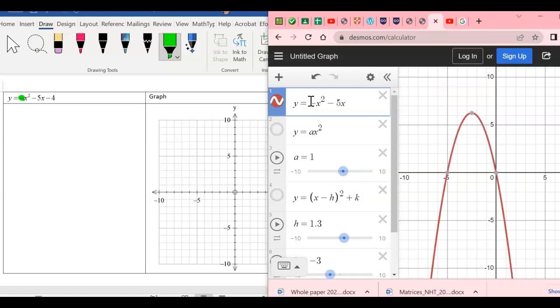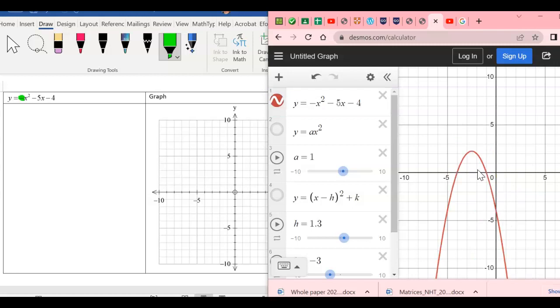Minus 5x minus 4. Okay, so see, it's upside down. It's been reflected. All right, we can also see the key features. It's just pretty similar to the one we just did. It's just been reflected. It's interesting. So same x-intercepts, and there's your y-intercept. So this graph here is actually the reflection of the one we just did, which is pretty cool.